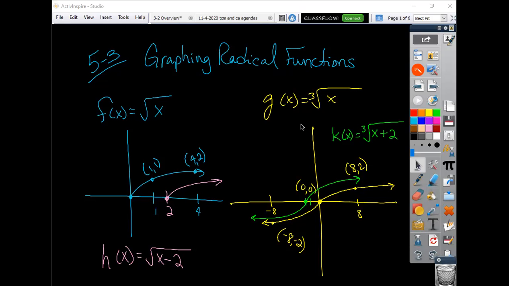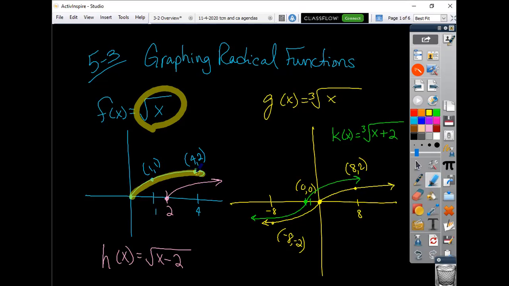Okay, lesson 5-3, graphing radical functions. Radical means like square root, cube root, those kinds of things. What you see on this opening slide is your square root of x graph, just this basic one right here. I put a couple points on there to point out, if I do a square root of 1, it's 1. If I do a square root of 4, it's 2. So if you think about where those points would lie.